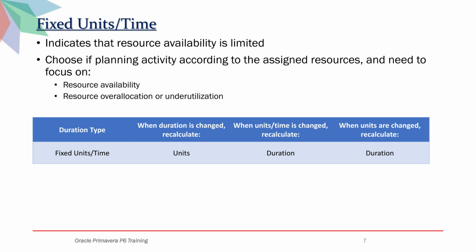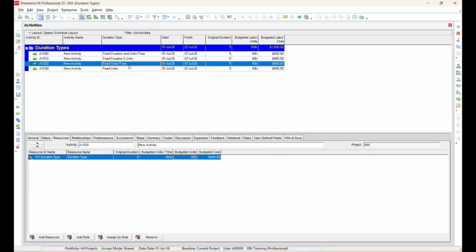underutilization. Review the table below. And we can move to P6 for the demonstration. When duration is changed, recalculate the units. When units per time is changed, recalculate the duration. When units are changed, recalculate the duration.